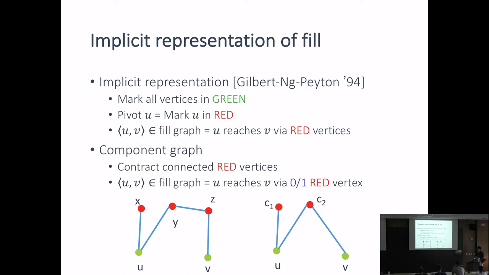I'm really confused, I'm having trouble seeing the first claim, that it's equivalent for the edge to be in the fill graph or to be this path. Can I have some situation where I pass through a red vertex to another green vertex and then do that again? Yeah. So in the first graph, say we pivot. Oh, no, I see. Never mind. Okay. Yeah. Since you want to connect all your neighbors, eventually you can connect all green ones.